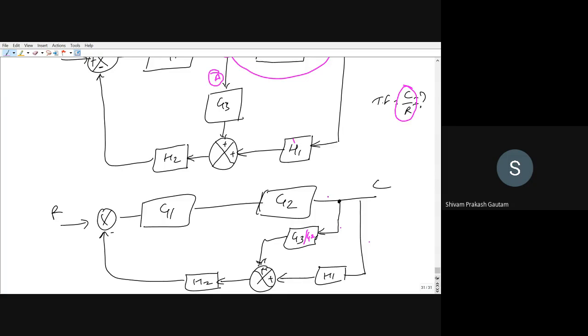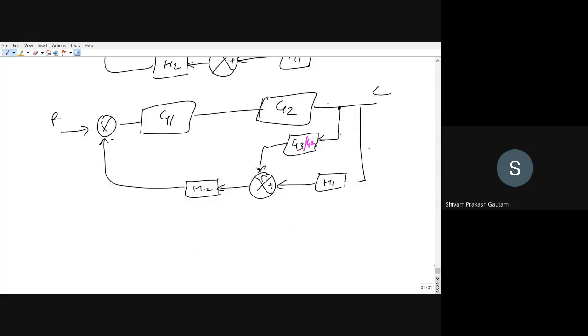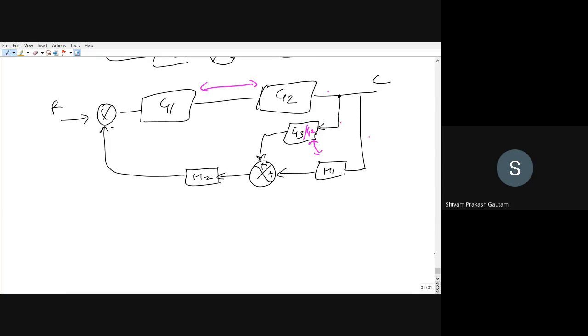Okay, so now see, these two blocks are in cascade, right? And these two blocks are in parallel. Are you getting this parallel thing or not? Yes, sir. So let me redraw this again. These two blocks are in cascade. This will be G1 into G2. We are having a summing point, and this is C.